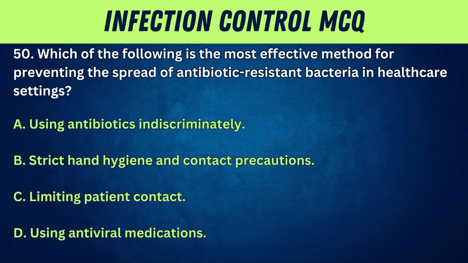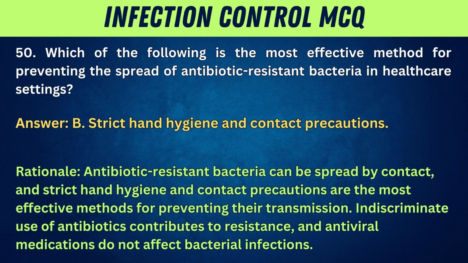50. Which of the following is the most effective method for preventing the spread of antibiotic-resistant bacteria in healthcare settings? A. Using antibiotics indiscriminately. B. Strict hand hygiene and contact precautions. C. Limiting patient contact. D. Using antiviral medications. Answer: B. Strict hand hygiene and contact precautions. Rationale: antibiotic-resistant bacteria can be spread by contact, and strict hand hygiene and contact precautions are the most effective methods for preventing their transmission. Indiscriminate use of antibiotics contributes to resistance, and antiviral medications do not affect bacterial infections.